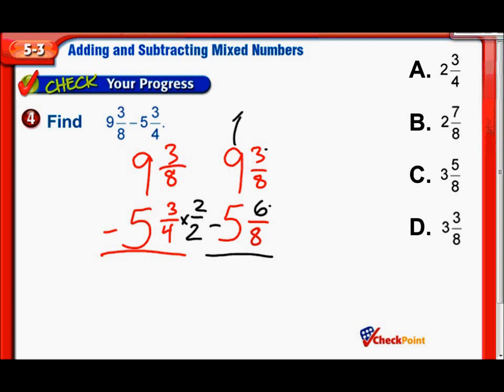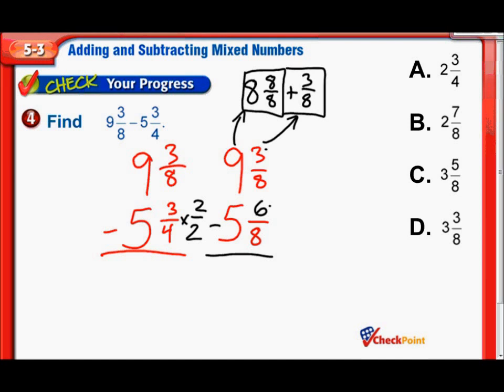9 could be 8 and 8/8, right? Because 8 plus 1 is 9. Now we also have to add in that extra 3/8. So altogether, what do we have? Now let's see here. That would be 8, and 8 plus 3 is 11/8. 8 and 11/8. So 9 and 3/8 rewritten is 8 and 11/8.